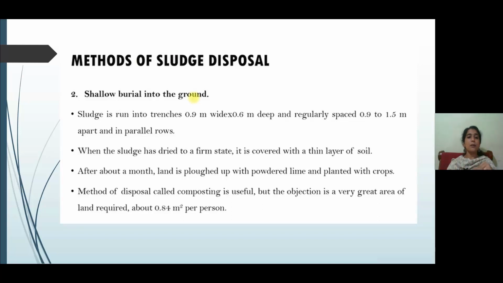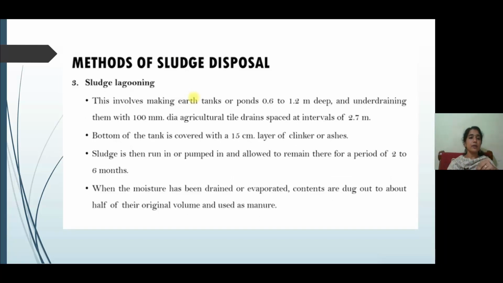Then shallow burial into the ground. Sludge is run into trenches 0.9 meter wide and 0.6 meter deep, regularly spaced 0.9 to 1.5 meter apart and in parallel rows. When the sludge has dried to a firm state, it is covered with a thin layer of soil. After about a month, the land is plowed up with powdered lime and planted with crops. This method of disposal is useful, but the objection is the very great area of land required, about 0.84 square meters per person. But you should take care where the water table is high, because it will also produce problems: the water will enter into the dried sludge and again create problems. So we have to consider the location of the land and the type of land available for this burial.